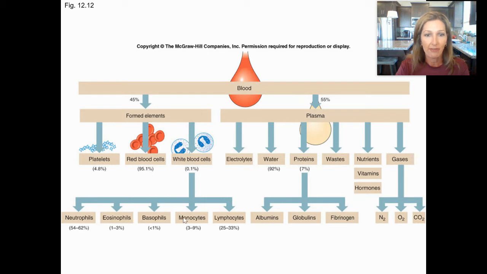And then white blood cells, of which there are 5 different types here. These white blood cells are for your immune response. If you had an infection, your amount of white blood cells would actually increase in order to fight that particular infection.